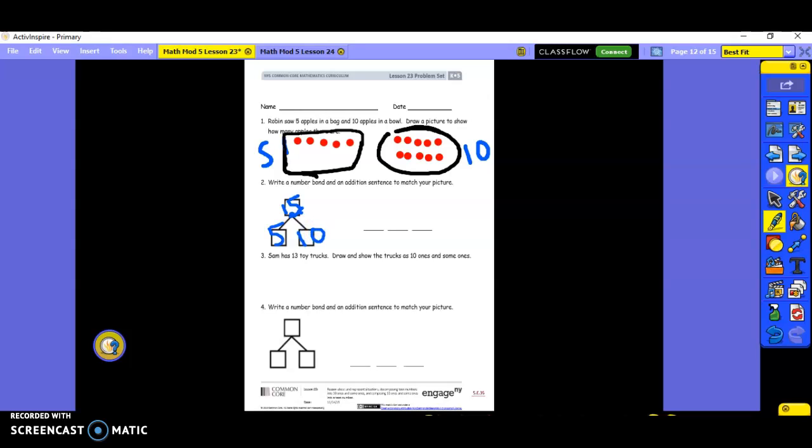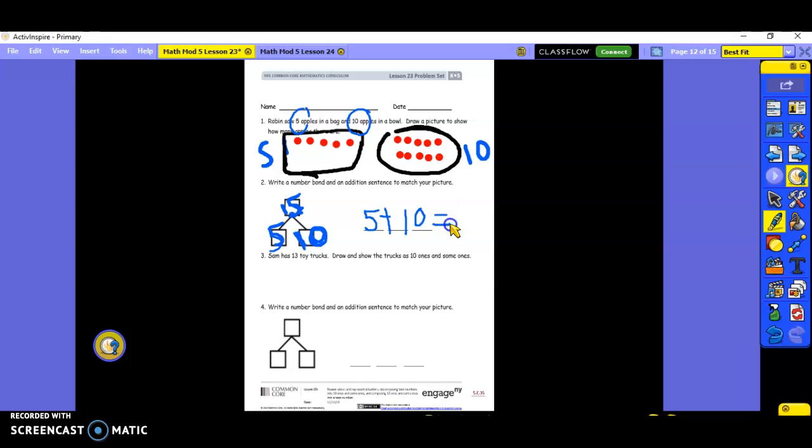Now I'm going to write an addition sentence for my problem. Let's go back into our problem. What did we know first? Did we know our parts or did we know our whole? That's right, we knew our parts. We had to draw the picture to show our parts to figure out our whole. So when Miss Lakia writes my addition sentence, I'm going to start with my parts first. I'm going to write 5, because that's the first number I knew, plus 10, because that's the second number I knew, equals 15.